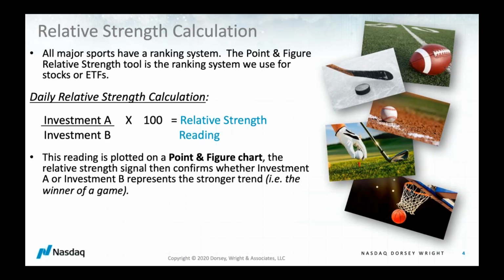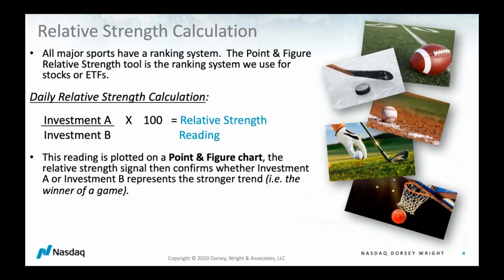In order to do that, we generate what we call a relative strength calculation. This calculation is simply taking the price of investment A, divided by the price of another security, investment B, which gives us a reading. We then multiply that reading by 100, simply to move the decimal place over, which gives us the relative strength calculation. As you can imagine, just in viewing that division, as the price of investment A moves higher, that reading is going to increase. And if the price of B is rising faster than investment A, then that reading is going to fall.